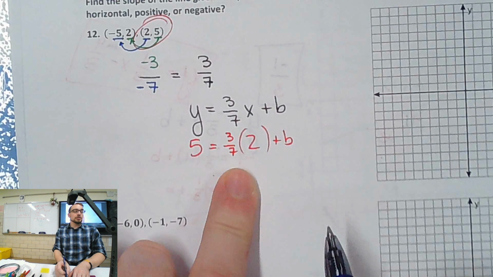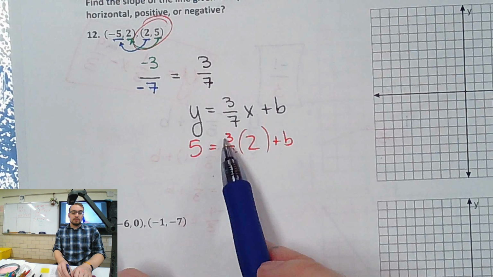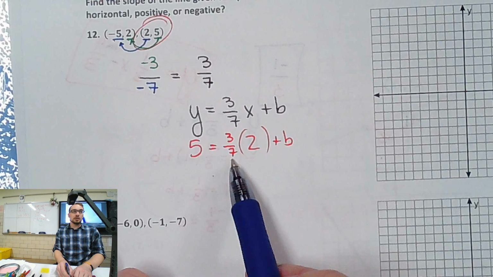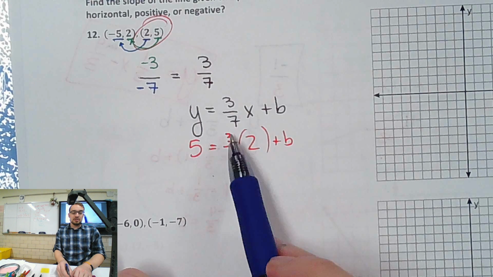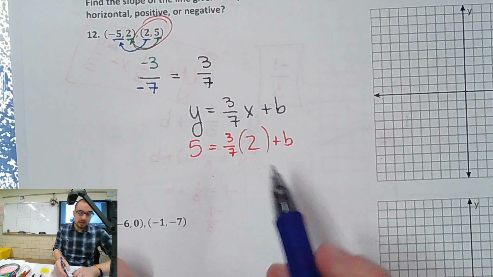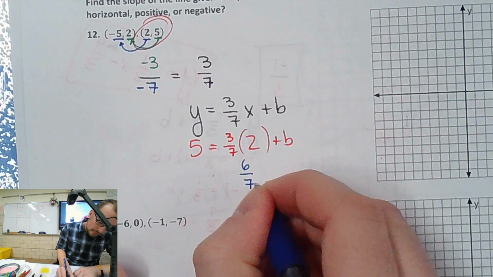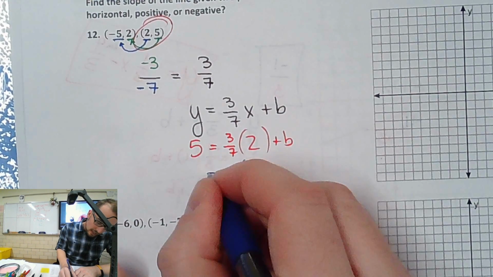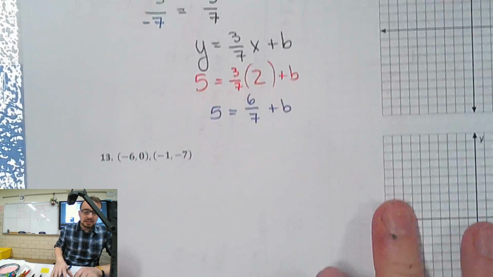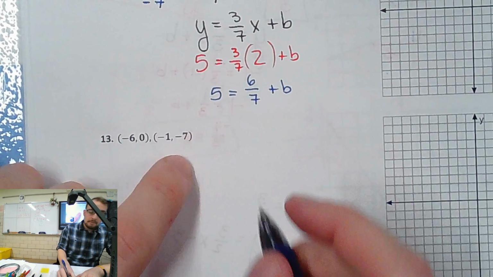Multiplying fractions, we have options. We can either times by the top or divide by the bottom first. Which do you want to do first? Multiply by the top. What's 3 times 2? So we have 6/7 plus b equals 5. How many sevenths are in 5? Because we've got to subtract that, right?